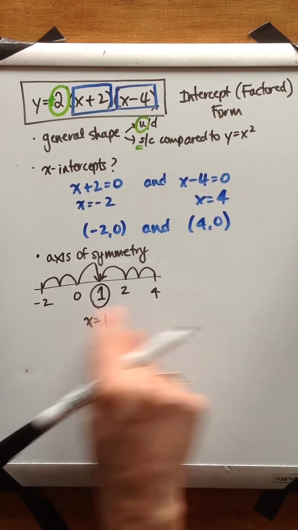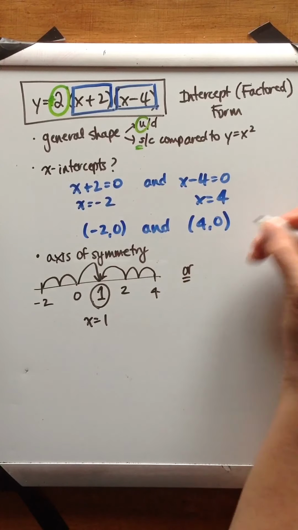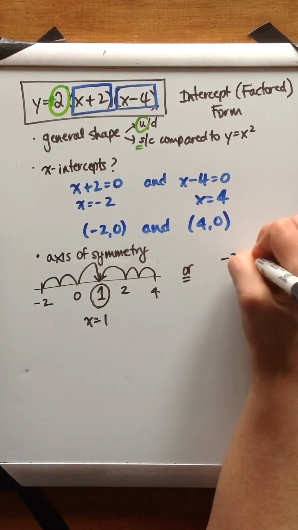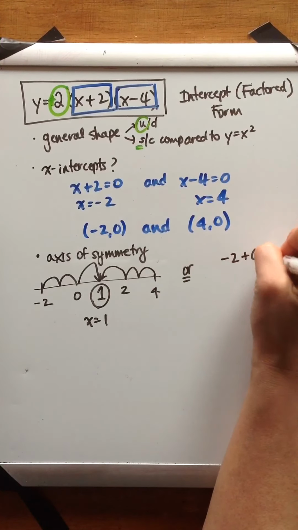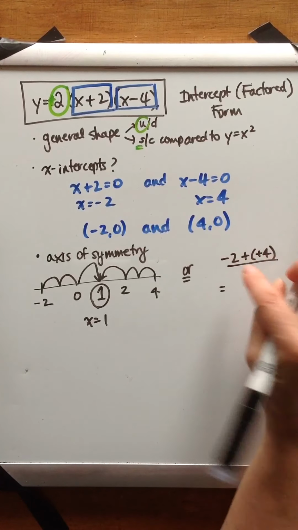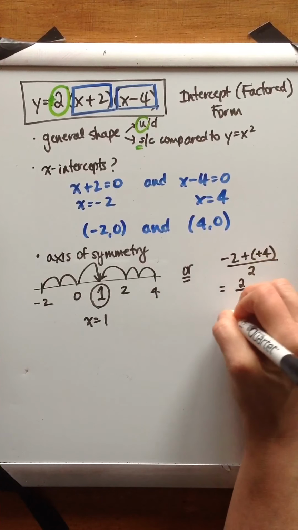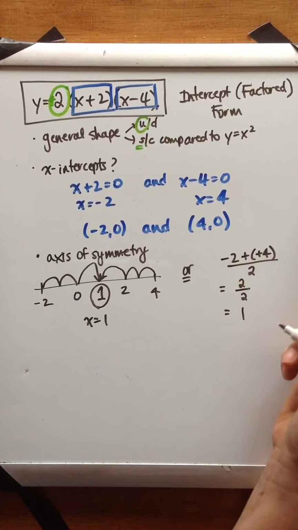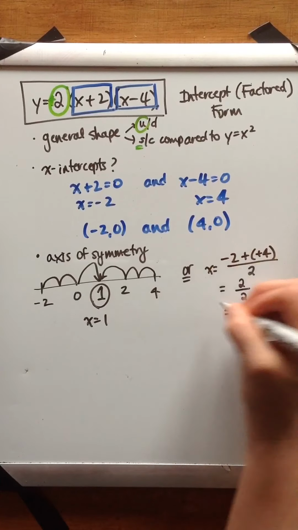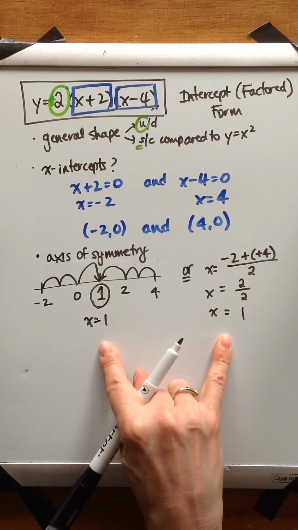If I didn't have nice numbers to work with, I could just find the average of those two numbers by adding them together and dividing by 2. On the top I have negative 2 plus 4, which gives me a value of 2, divided by 2 gives me 1. And there you go. The axis of symmetry would be x equals 1.